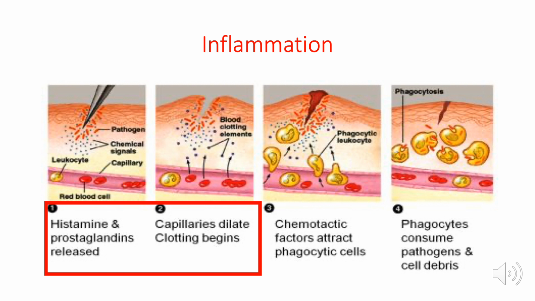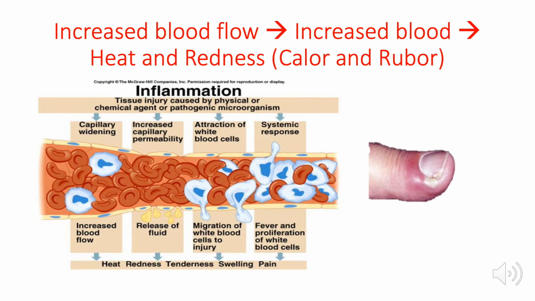As the sharp object pierced through the skin, the damaged cells release histamine, prostaglandin, and bradykinin, the ones represented by the blue circles in the photo. And these chemicals now will cause the capillaries or blood vessels to dilate. That's why in number 2, you can see that the blood vessel dilated, allowing now increased blood flow to the area, contributing to the rubor and calor. Again, increased blood flow will lead to increased amount of blood reaching the site of injury, and then that will now result in heat and redness.